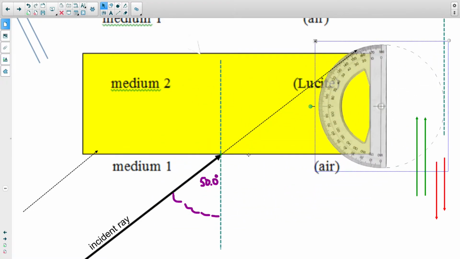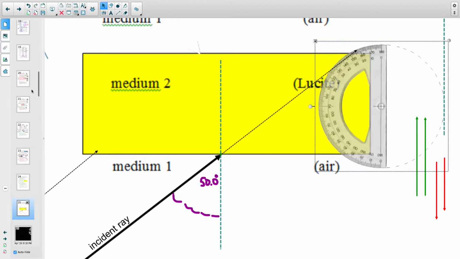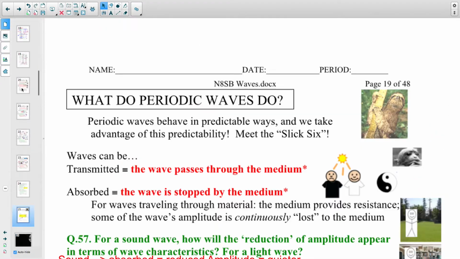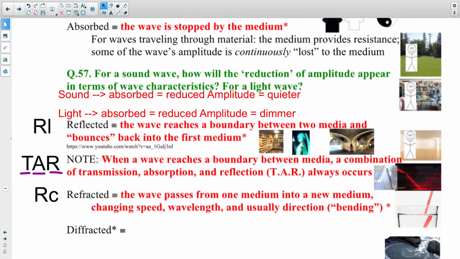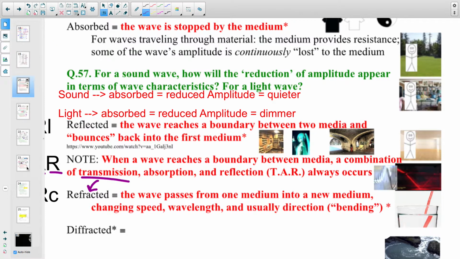Now, what happens every time a wave meets a boundary? Here it is. Every time a wave hits a boundary, here's the note. When a wave reaches a boundary, a combination of transmission, absorption, and reflection occur. So absorption, it just becomes lower amplitude. Reflection bounces off at that same angle. We practiced that. Transmission is it goes into the new medium. Now we are actually just quantifying transmission. That's all refraction really is. Refraction is a special case of transmission when you have a new, different medium.